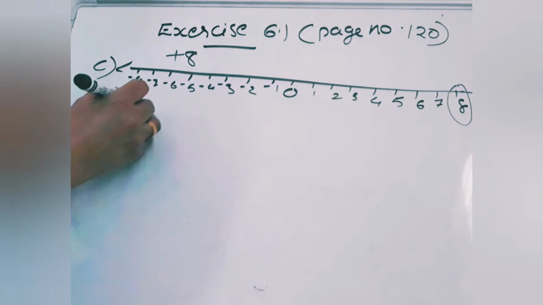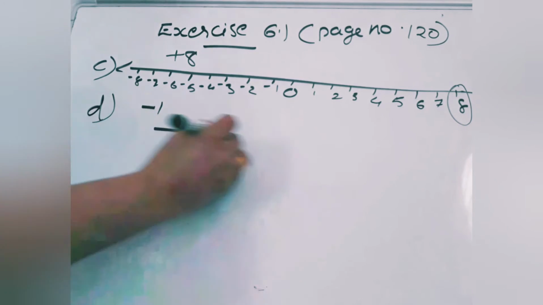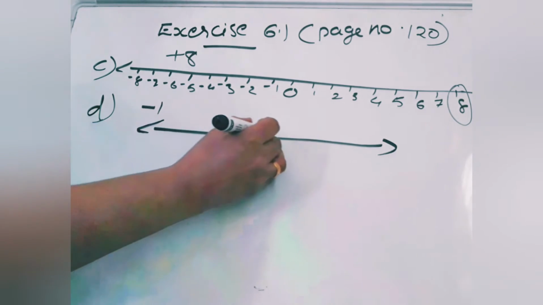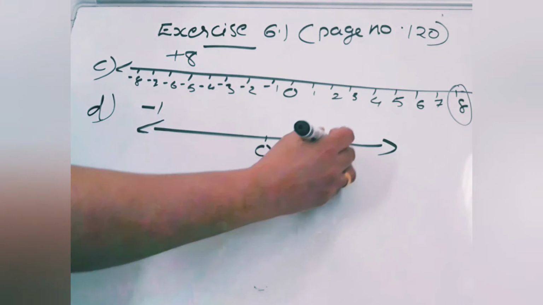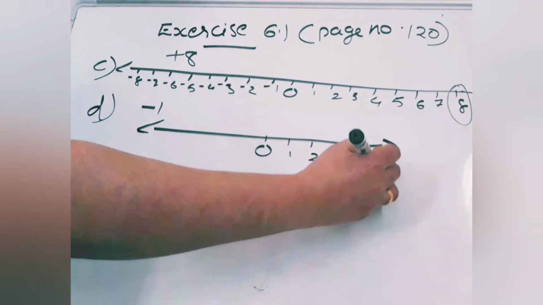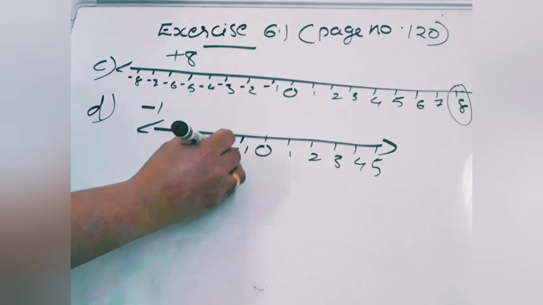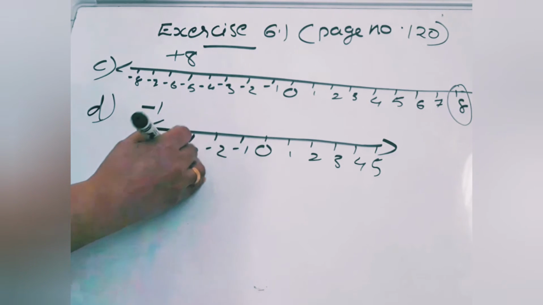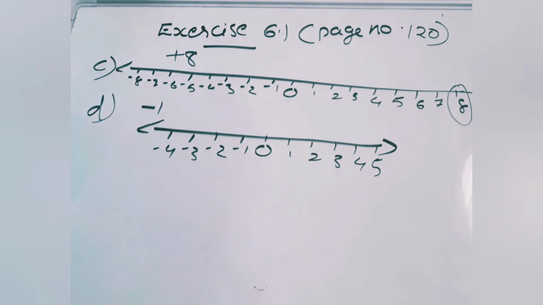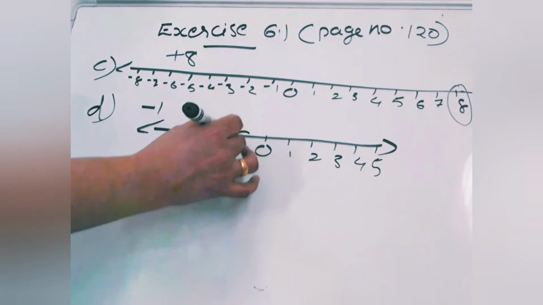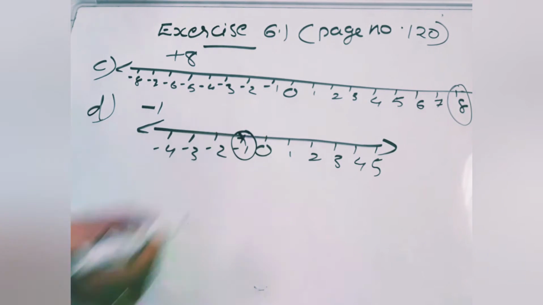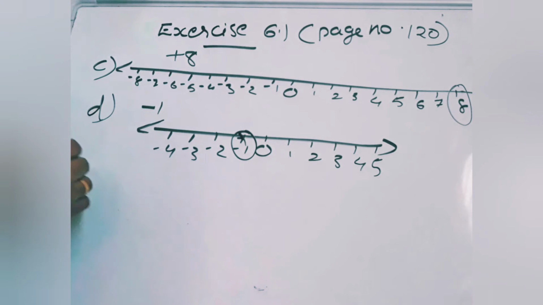Now question D, minus 1. Very simple. Minus 1 we can show very easily. Here 0, 1, 2, 3, 4, 5. Minus 1, minus 2, minus 3, minus 4. I am doing this fast because I have already explained how to represent positive and negative integers on a number line. So minus 1, or negative 1, is this point here. Okay, already we got it.